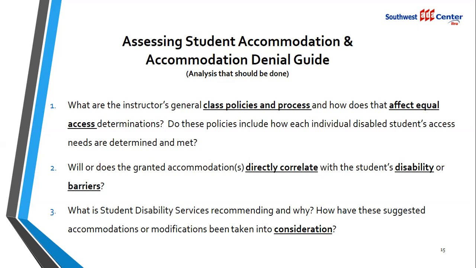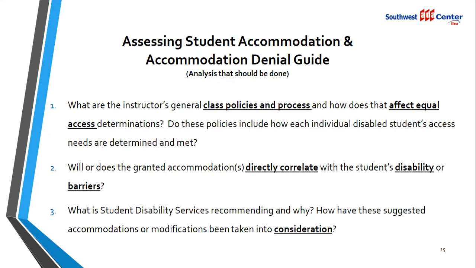This guide, this analysis can be done by anyone. It can be done by the student with the department, by the student with the instructor, professor, faculty, by an advocate, etc. So this is a breakdown of assessing accommodation and accommodation denial. So let's look at number one.